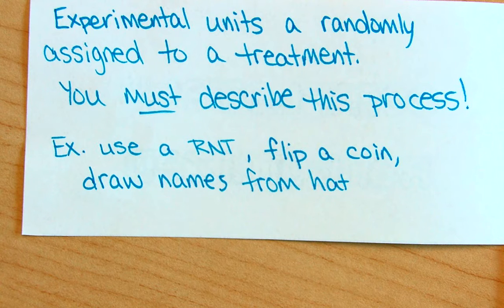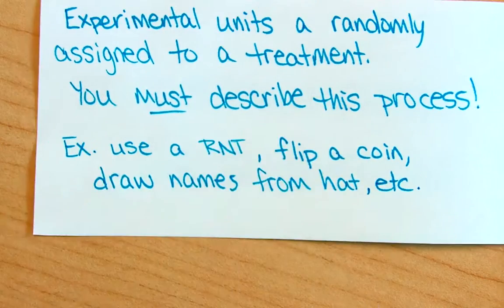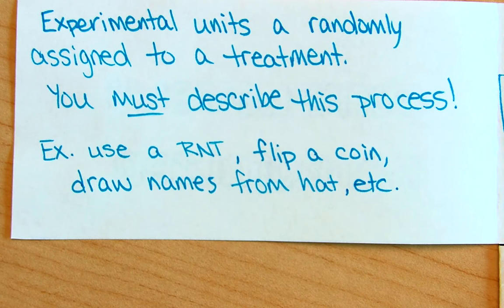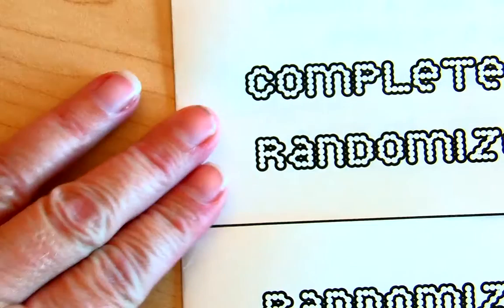Okay? So you've explained how each person is assigned. Okay? So make sure you describe each step though. And there can be other things, but that gives you some examples of things you can do for randomization. Questions so far? Okay. So that kind of takes care of the completely randomized design.